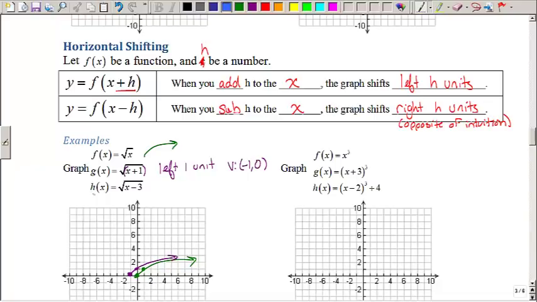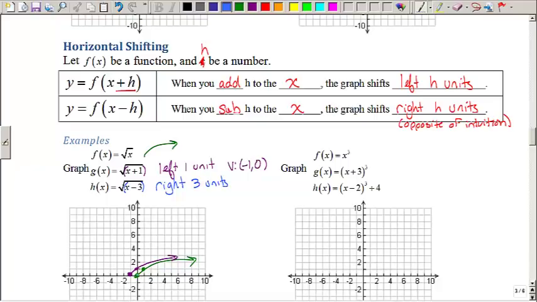My third function, h of x equals square root of x minus 3, because the minus 3 here is being added or subtracted to the x, I know I'm a horizontal shift. Because it's being subtracted, it's opposite of what your intuition might tell you. It's actually going right 3 units.